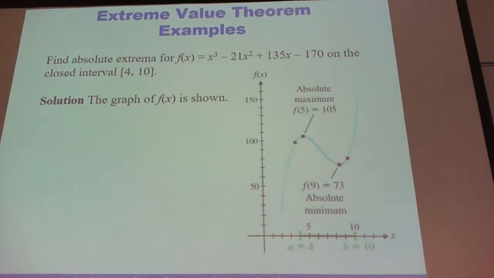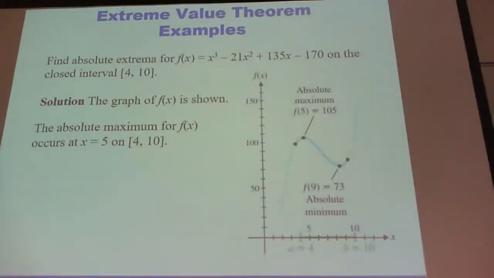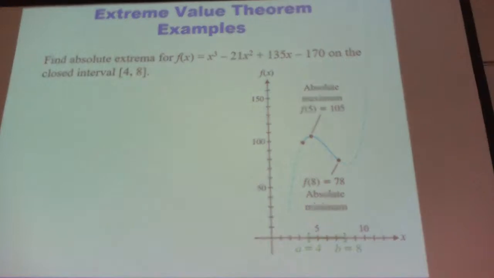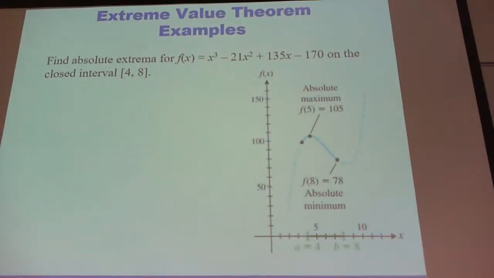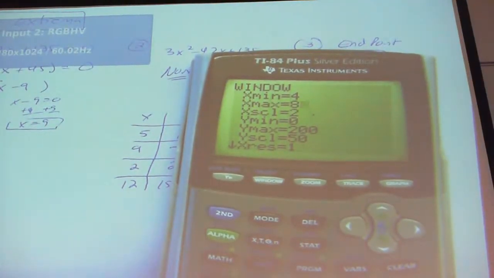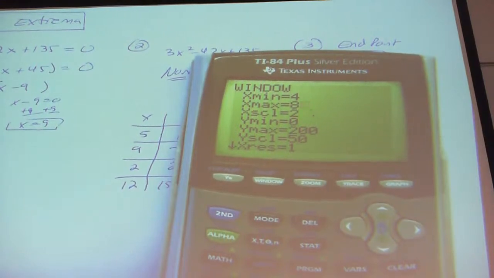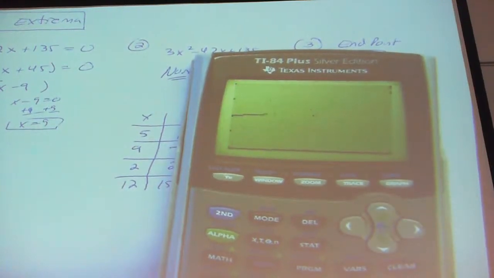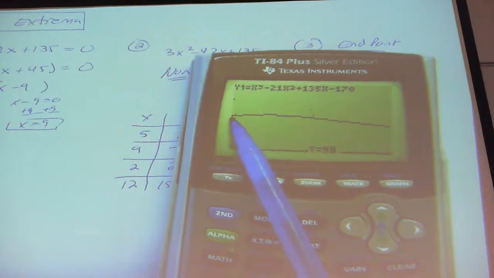Okay? Now, they're just going to keep messing with the domain. So if it was 4 to 8 now, and let's look at our graph. So if we change the window from 4 to 8, now we're only looking at this portion here. So if I did second trace value 4, this would be at 4, this would be a local minimum.